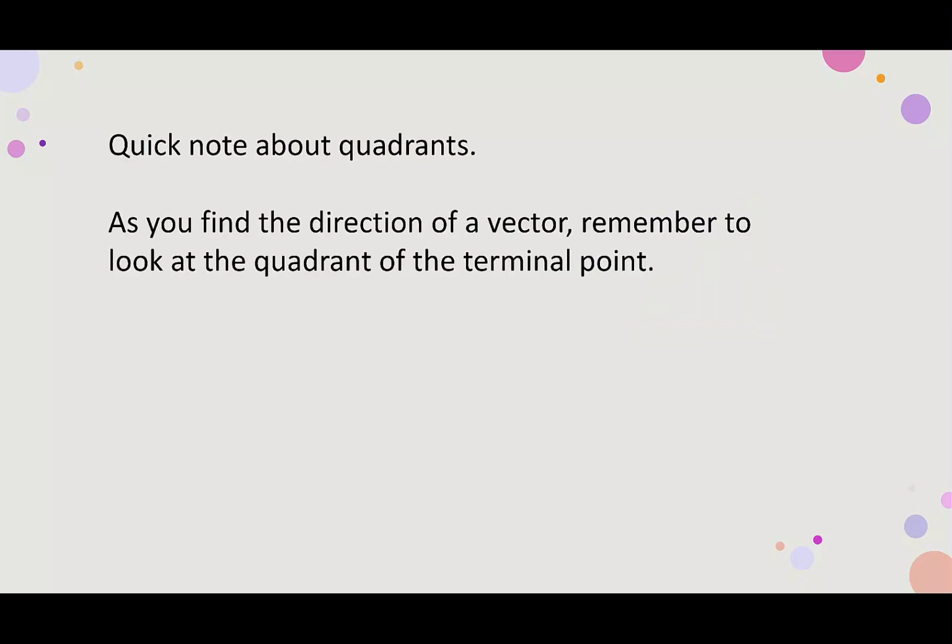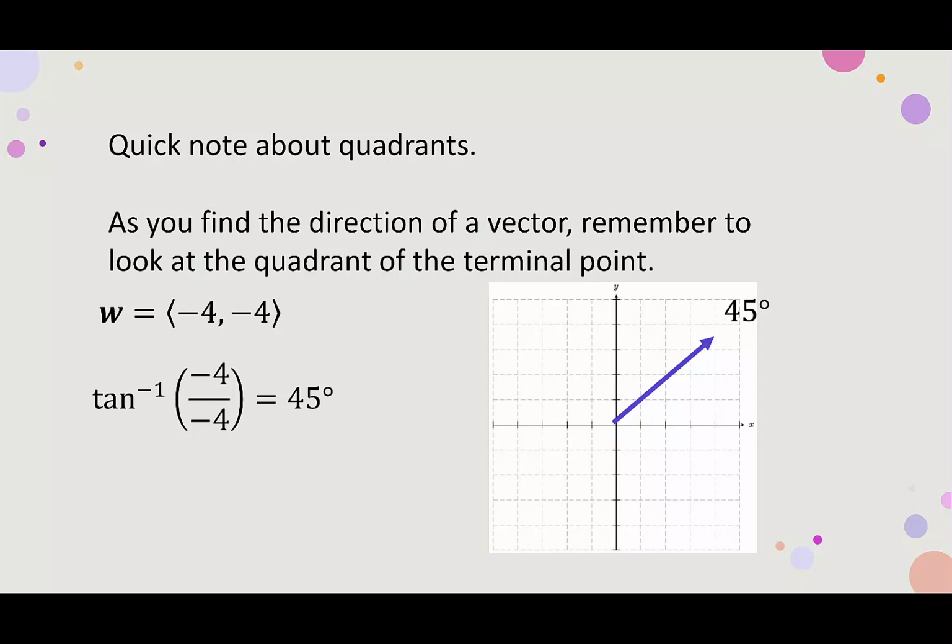To finish up our talk about magnitude and the direction of vectors, we need to add a quick note about quadrants. As you find the direction of a vector, remember to look at the quadrant of the terminal point. Take, for example, the vector w that's equal to <-4, -4>. If I take the tan inverse of -4 over -4, that's just the tan inverse of 1, which is 45 degrees. But 45 degrees is in quadrant 1, and our vector has a terminal point in quadrant 3. So we need to look for an angle in quadrant 3 that has a reference angle of 45 degrees. To get that angle, I add 45 to 180, which gives me 225.